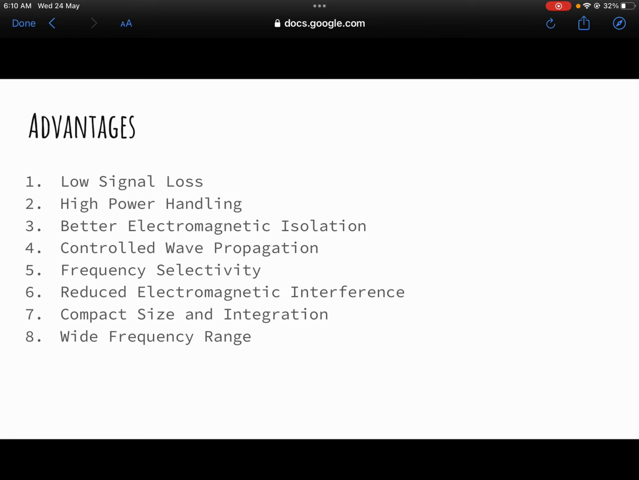Compact size and integration. Waveguides can be designed to be compact and integrated into smaller devices or systems. This feature is particularly beneficial in applications where space is limited. Wide frequency range. Waveguides can operate across a wide range of frequencies, from microwave to optical frequencies. The versatility allows them to be used in various applications spanning telecommunication, radar, medical imaging, and many more.